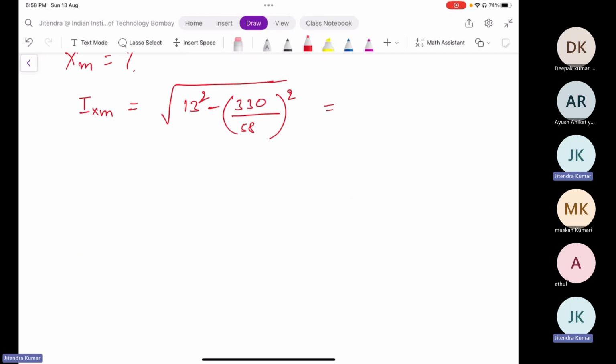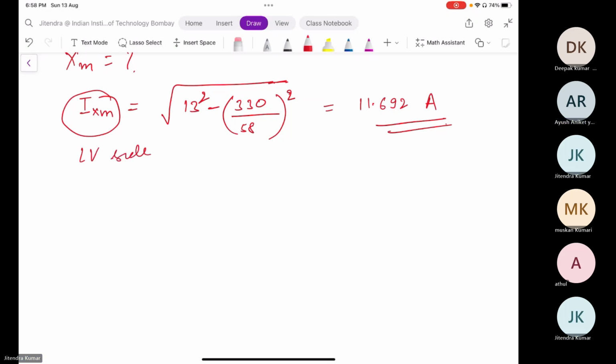Sir, I got 28.1111 ohm. No, please tell me this value first. Do not jump. What is the value of this current? 11.692 ampere. This is the value of the magnetizing current, referred to the LV side. Okay, so what should be the next step to compute magnetizing impedance? Sir, V divided by 11.692. It will come 28.22 ohm.